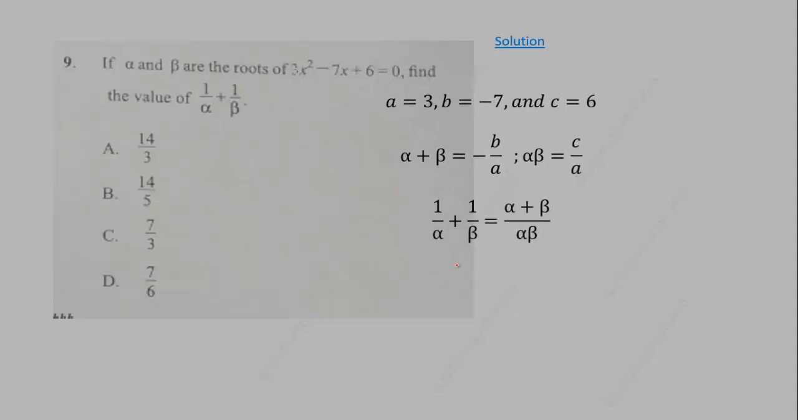Now we have this question 9 here. If alpha and beta are the roots of 3x squared minus 7x plus 6 equals 0, find the value of 1 over alpha plus 1 over beta. So we take 1 over alpha and 1 over beta and simplify. So we can simplify this. We get alpha plus beta over alpha beta, and alpha plus beta is minus b over a. Alpha beta is c over a. So we substitute into this to obtain 7 over 3 over 6 over 3. So this, we cancel this, we have 7 over 6 as the result here.